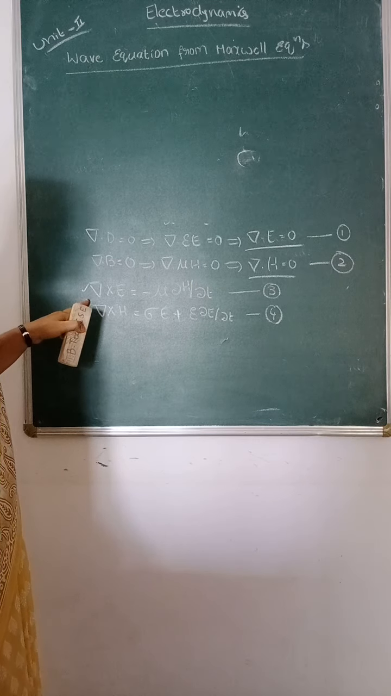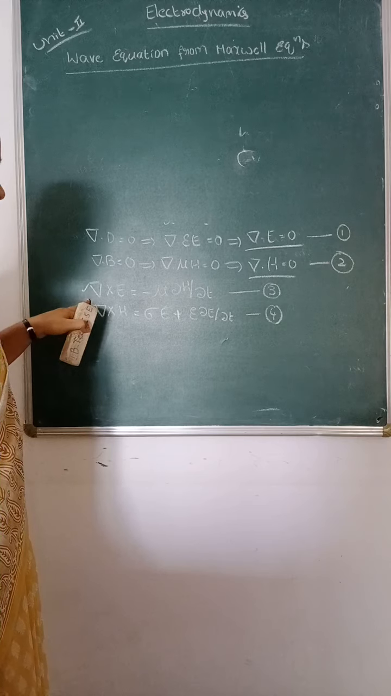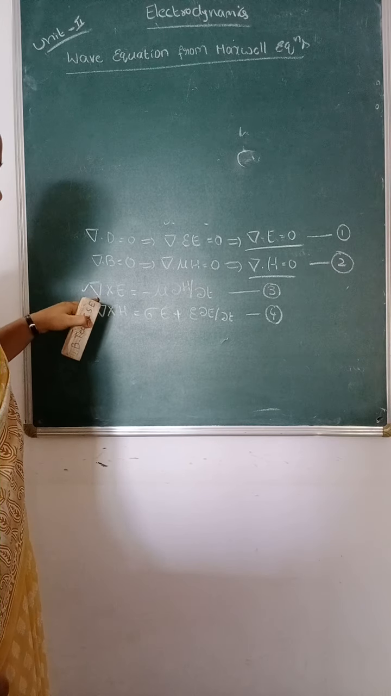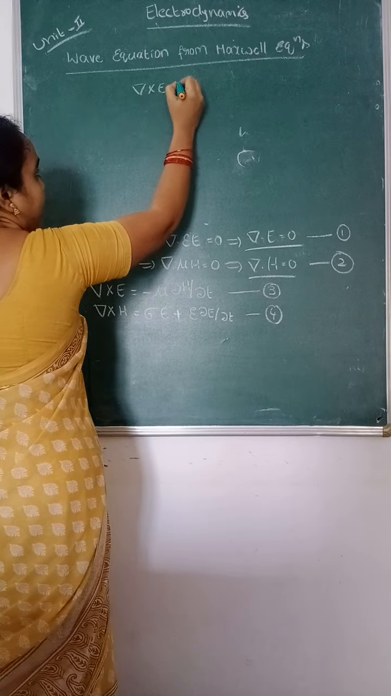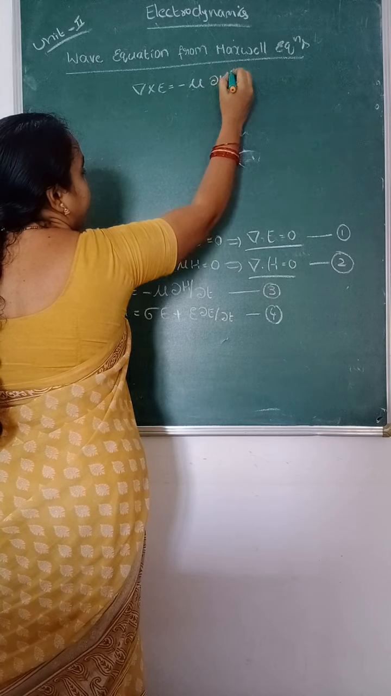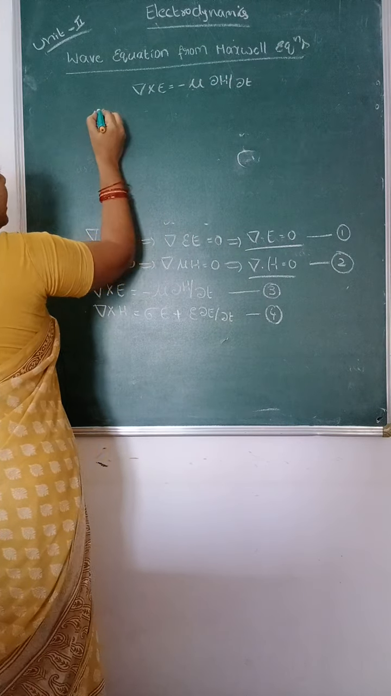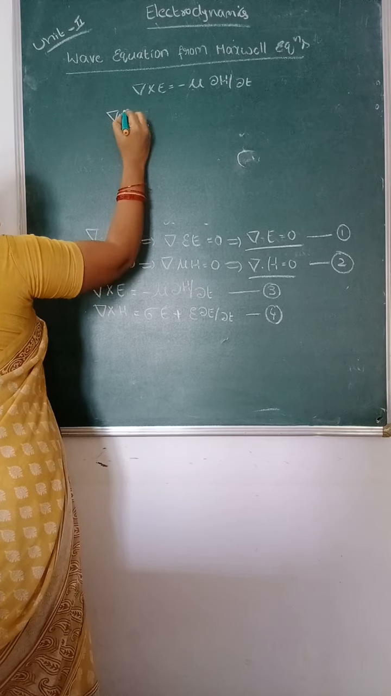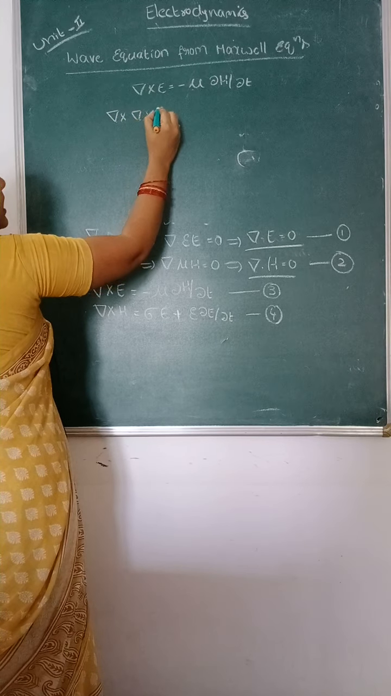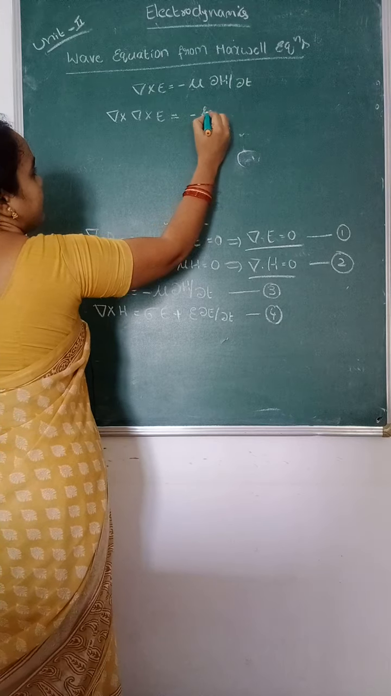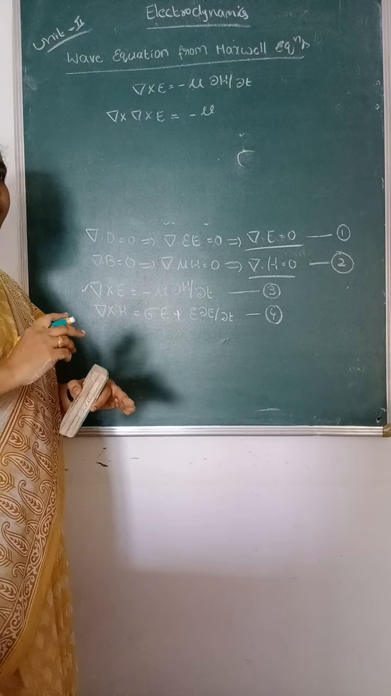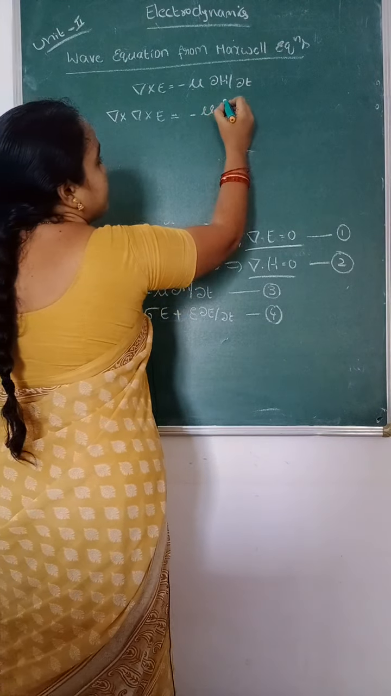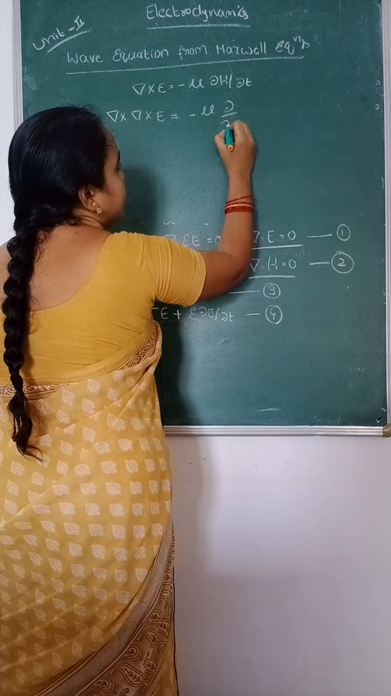Take the curl, that means the del cross product. So take the curl of the third equation. The third equation is del cross E is equal to minus mu dou H by dou T. So taking the curl on both sides, that is del cross del cross E is equal to minus mu. Since differentiation and curl are interchangeable, since they obey the commutative law, first I am writing the differentiation dou by dou T and del cross H.